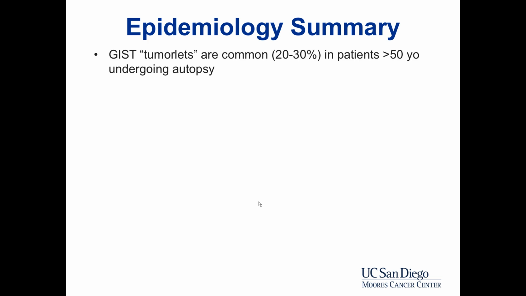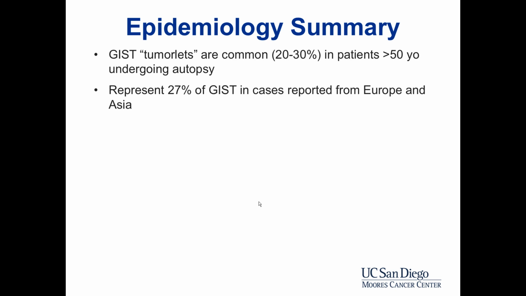But what this suggests is that these small tumors, these tumorlets, if you will, are common, occurring in about 20 to 30% of patients over the age of 50 based upon autopsy studies. And obviously the caveat there is that these patients had to have passed away in order to have their autopsy done, so they may have some underlying reasons why they had developed these tumors in addition to the reason why they had passed away.